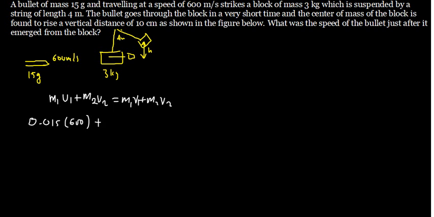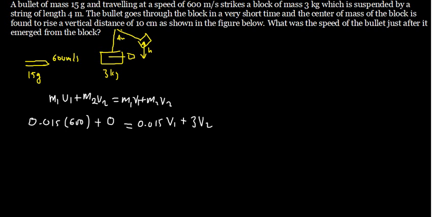And then plus, now this block here is at rest. It is at rest, meaning that it has got a velocity of 0, and that will be equal to m1, mass 1, which is still 0.015. You don't know the velocity at which it is going to come out, and then plus mass 2, the mass is 3. You still don't know the velocity at which it is going to be moving in this direction just after impact, so we are going to call that v2.